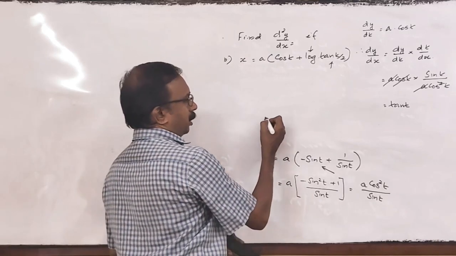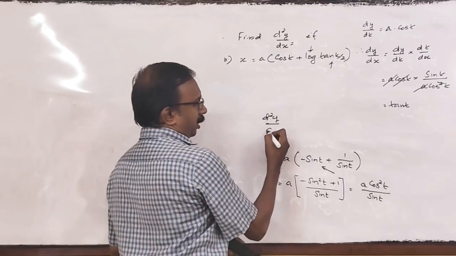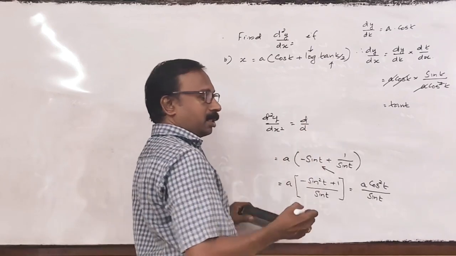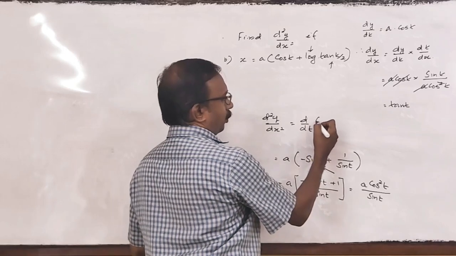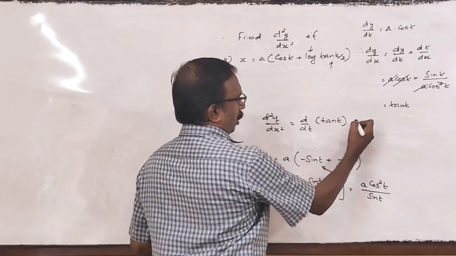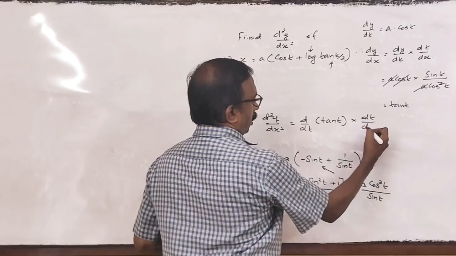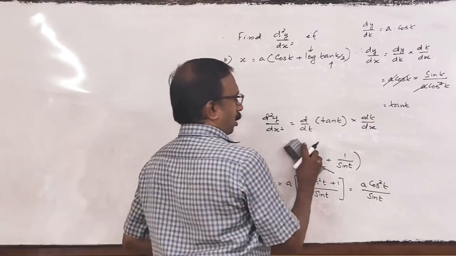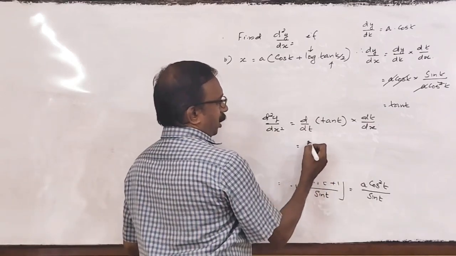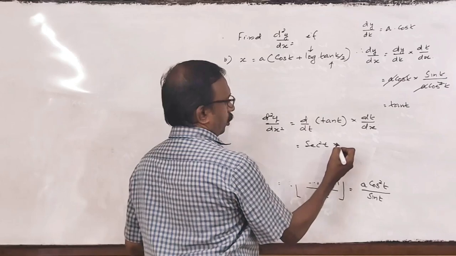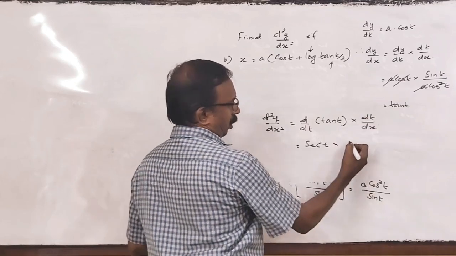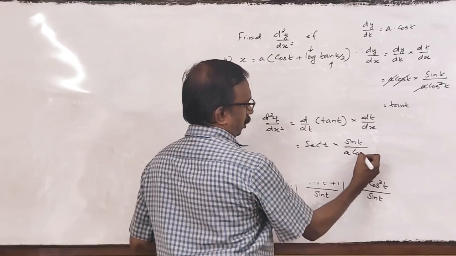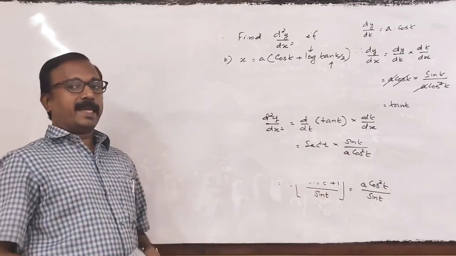Now we are going to find d square y by dx square. There is a formula we have here, the parameter is t, so d by dt of tan t, multiplying by dt by dx. The derivative of tan t is sec square t, into dt by dx, which is the reciprocal of this, sin t by a cos square t. Sin t by a cos square t.